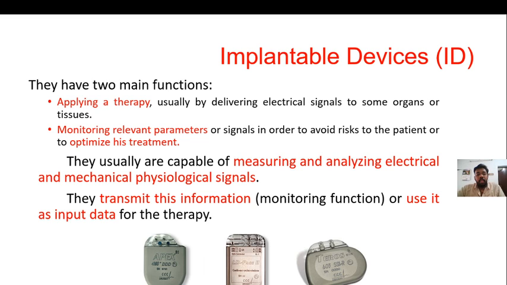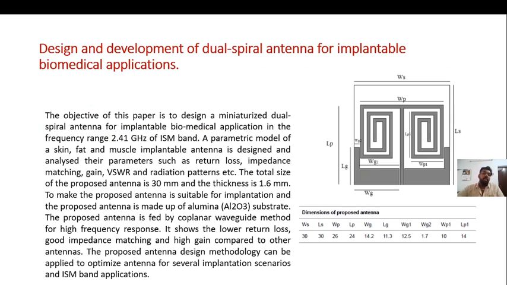Now what are the current trends for the microstrip patch? The first one is the implantable device. The device which is implanted inside our body is nothing but the implantable device. It has two main functions: one is applying therapy and the second one is monitoring the relevant parameters. For both of these, the device will be available inside our body, and through wireless communication we initialize the devices, and then the antenna comes into the role.